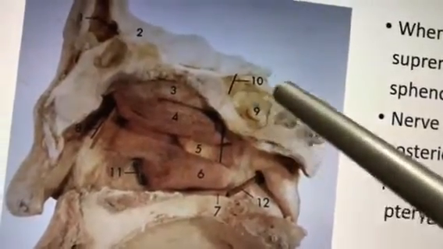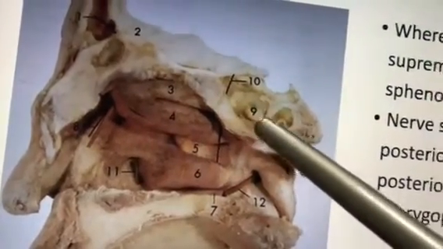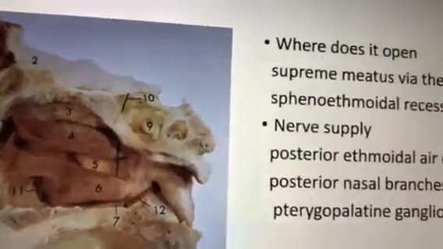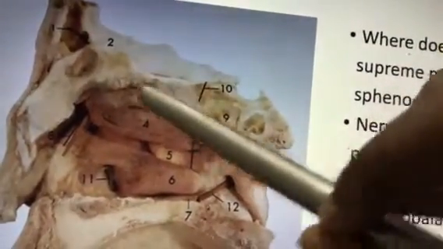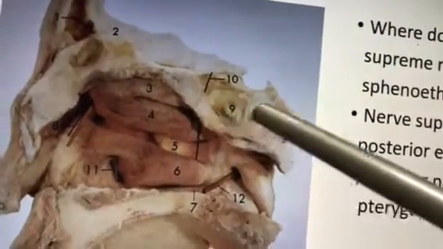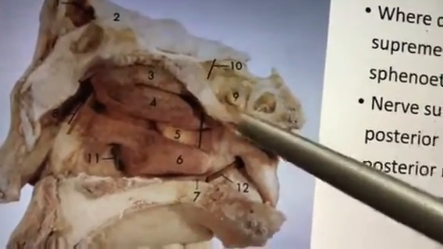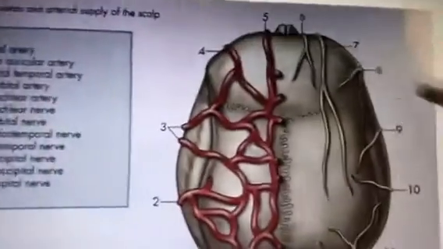For nerve supply, just behind that you have the pterygopalatine ganglion. So the branches from the pterygopalatine ganglion and the posterior ethmoidal nerve. This is ethmoid, right? So don't write the anterior ethmoidal. Write the posterior ethmoidal nerve as well as the nasal branches of the pterygopalatine ganglion. That's all about this spotter.